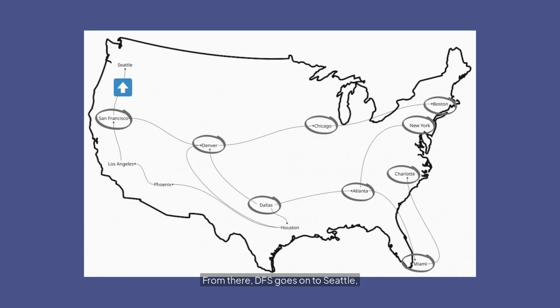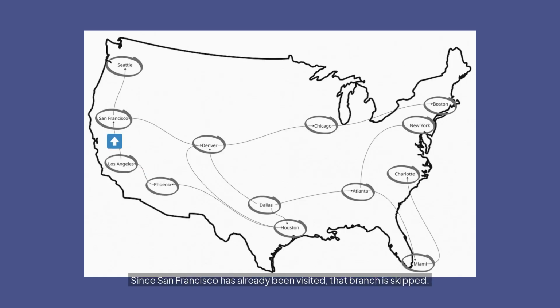From there, DFS goes on to Seattle. It then backtracks again to Dallas. Finally, DFS explores Dallas's last remaining route to Houston. From Houston, the algorithm follows flights to Phoenix, then to Los Angeles. From Los Angeles to San Francisco. Since San Francisco has already been visited, that branch is skipped.